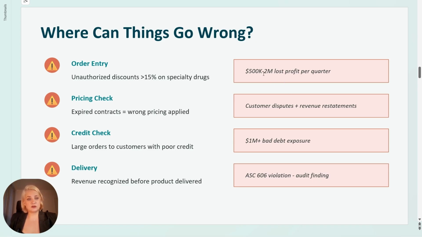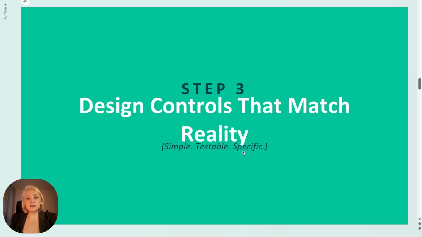It could be potential loss, expired contracts, wrong pricing applied. Again, we have a dispute or revenue restatement, the credit check to customer with poor credit. Again, that's what I mentioned, and revenue recognized before product delivered or recognized wrongly. So we define the risk. Then what we're going to do? We're going to do the design of the controls.